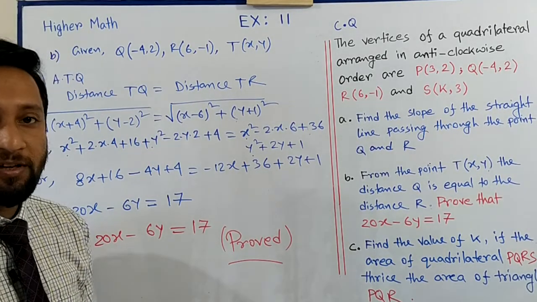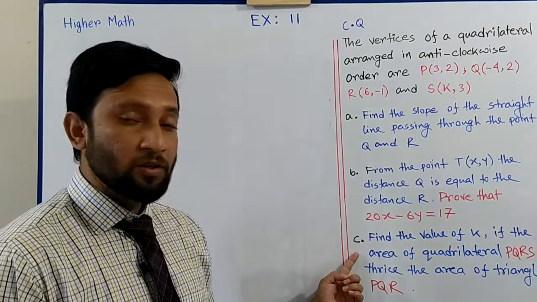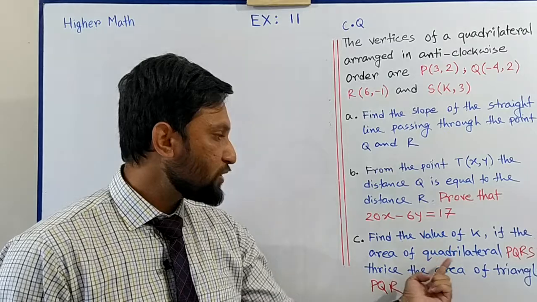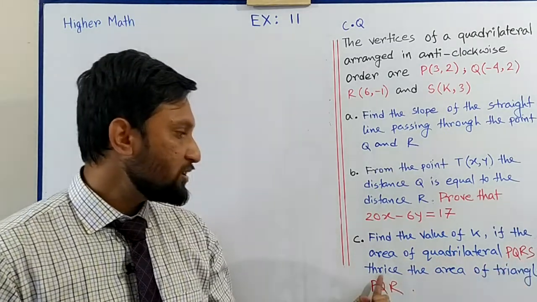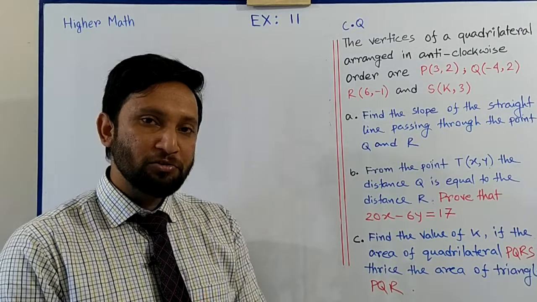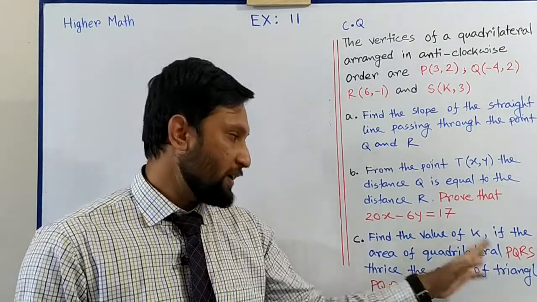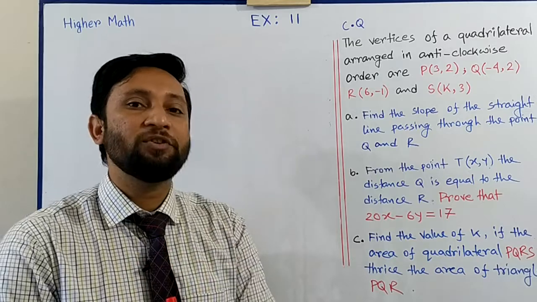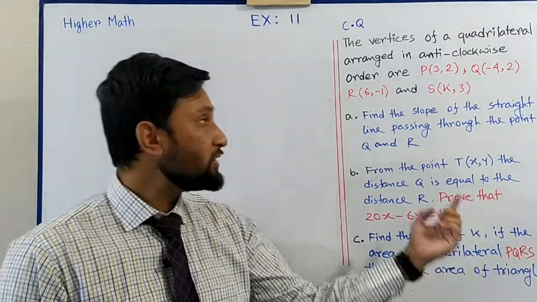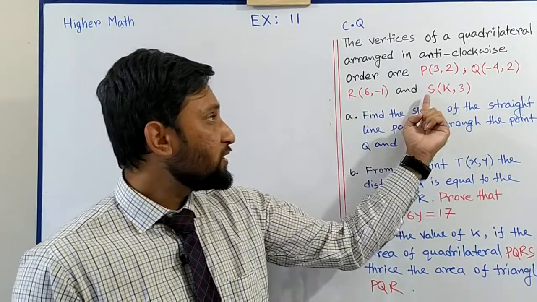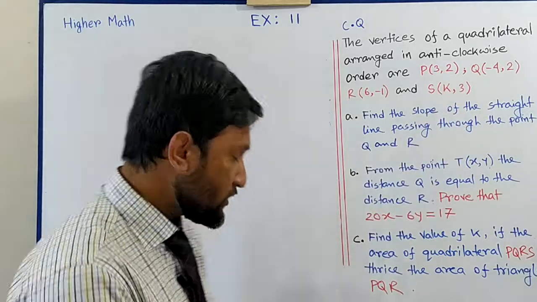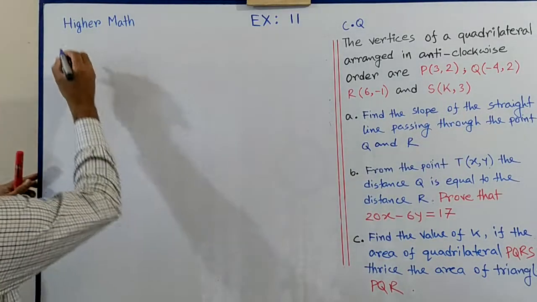I hope everybody is clear. Now question C. The question is: find the value of k if the area of a quadrilateral PQRS is thrice the area of a triangle PQR. That means according to the question, the area of quadrilateral PQRS is thrice the area of triangle PQR. Then we have to identify the value of k, because in the coordinate point of S, k is unknown. Okay, so now follow the solution process.